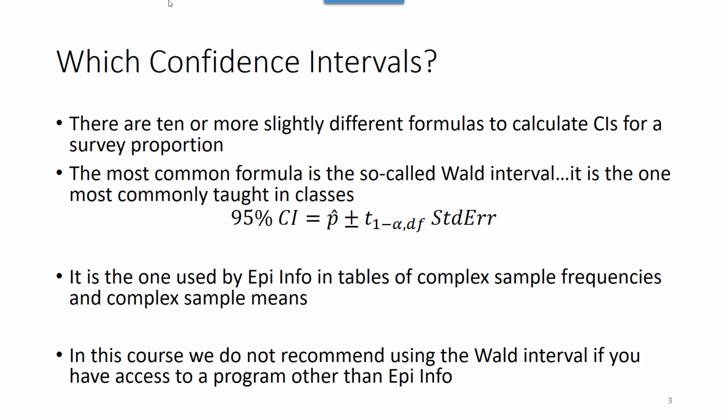The most common formula for a confidence interval is called a Wald interval. It's the one that's most commonly taught in your statistics classes, and the formula looks like this one. The confidence interval is equal to the point estimate plus or minus usually 1.96 times the standard error.